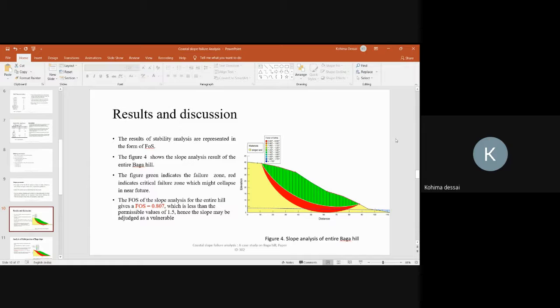This figure shows the analysis. The total height of this slope was considered as 42 meters and the length was considered as 112 meters. As this is a coastal slope, the groundwater level was taken as 4 meters. The green color indicates the failure zone. The slope would fail from this part, this is the critical failure surface. And the red zone indicates the critical failure zone, which might collapse in the near future. The factor of safety obtained was 0.807, which was less than 1.5, hence the slope was unstable.